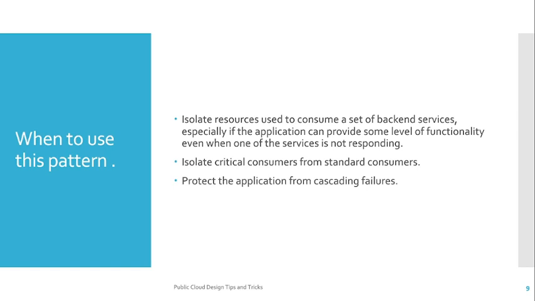Then isolate critical consumers from standard consumers, as we understood. You can isolate based on consumer type or functionality, and also protect the application from cascading failures. If you do that, your application will be protected from cascading failure. That means, with the concept we understood, the ship will never sink because you have segregated it with bulkheads. These are all the aims of the bulkhead pattern.